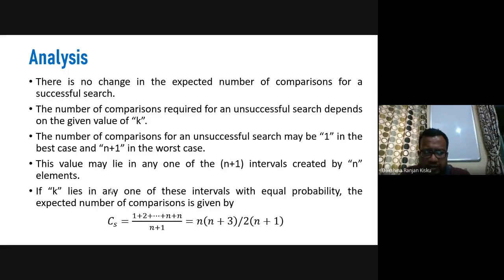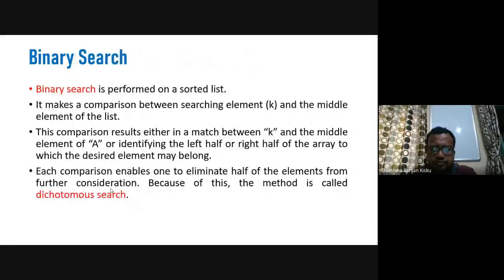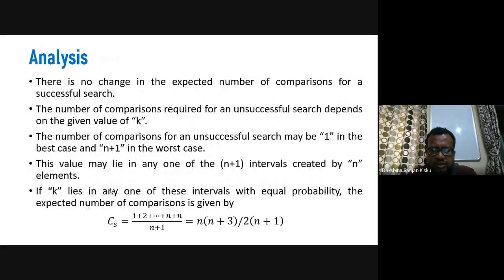Here we get the expected number of comparisons, divided by n plus 1 because n plus 1 is the number of intervals, and this gives us n into n plus 3 divided by 2 into n plus 1. This is the expected number of comparisons with equal probability. In this case, the time complexity becomes order of n square, since n is multiplied with n, giving n square plus 3n divided by 2n plus 2. The dominant term is n square, and the time complexity is decided based on the dominant term. Therefore, the time complexity becomes order of n square.